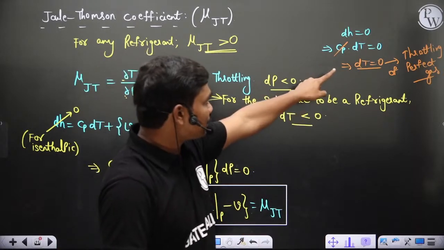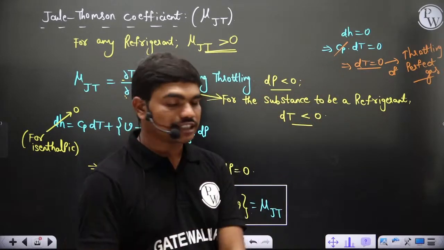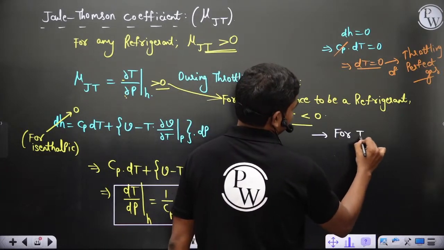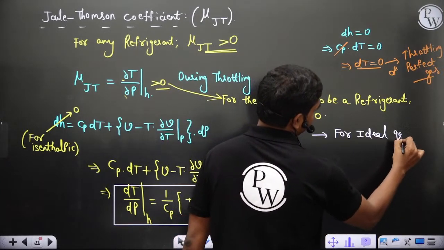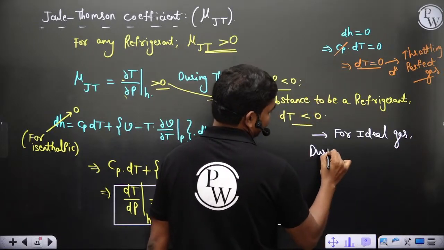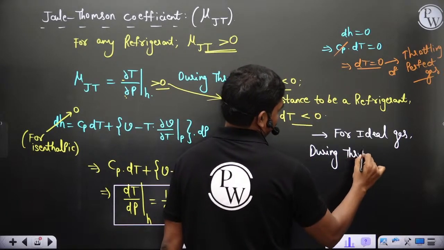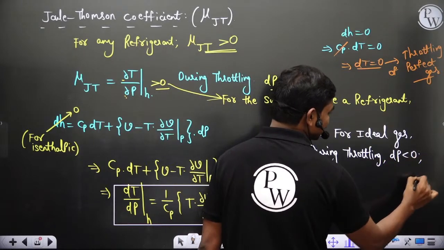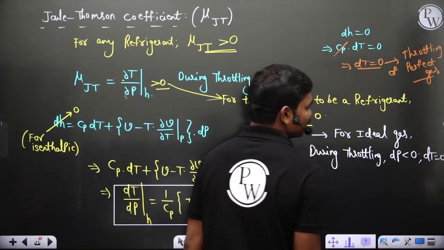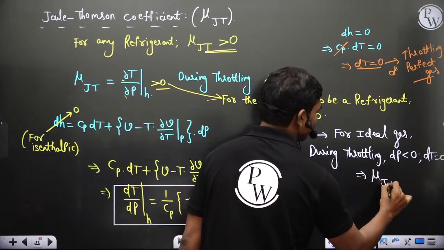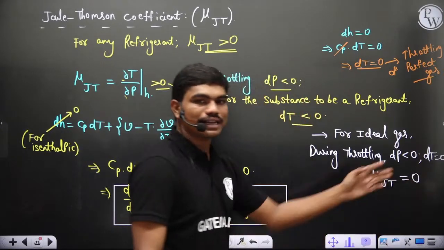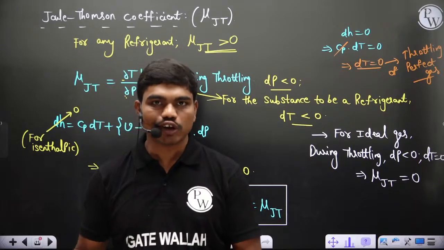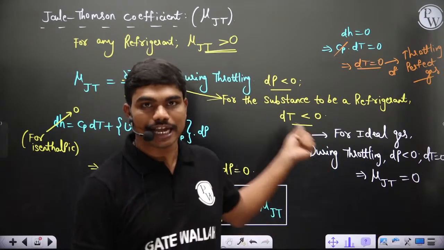But throttling clearly decreases your pressure. For an ideal gas during throttling, dP is negative, definitely pressure falls. But dT is 0. So mu JT should also be 0, because dou T by dou P has to be 0. That's why we cannot use an ideal gas as a refrigerant in this cycle. Clear?